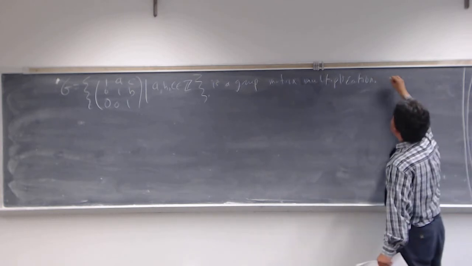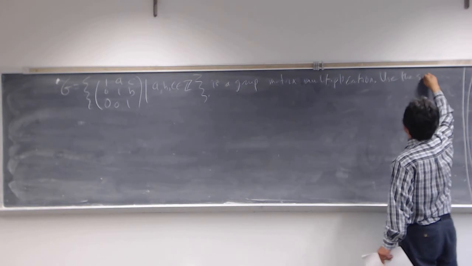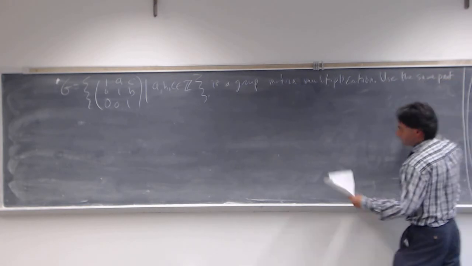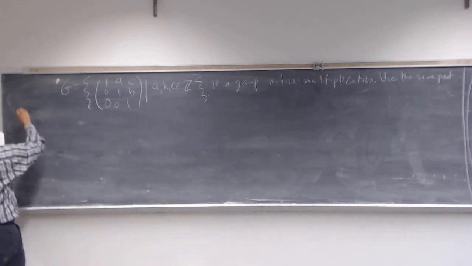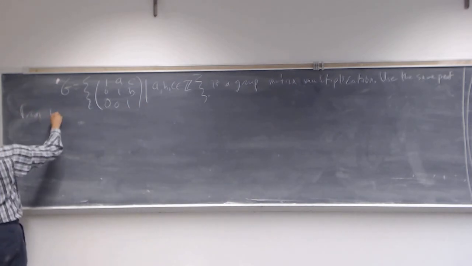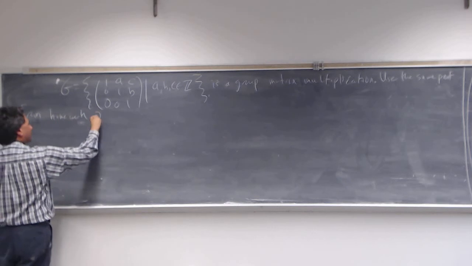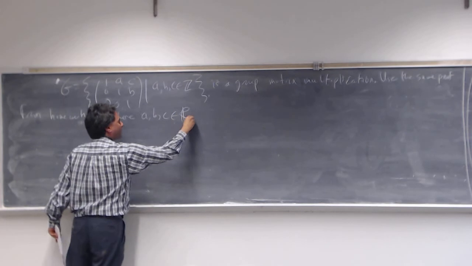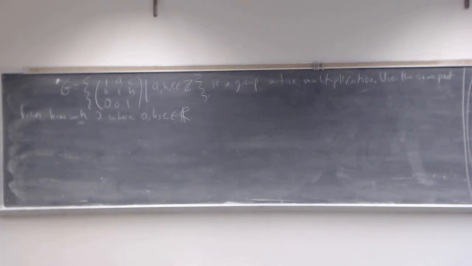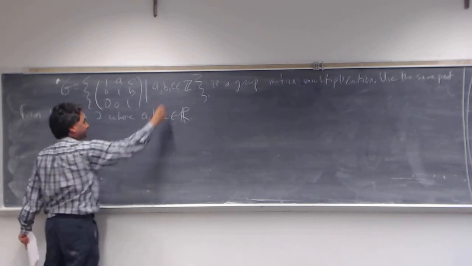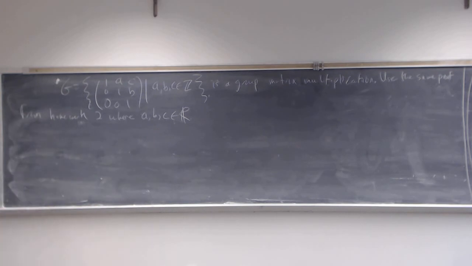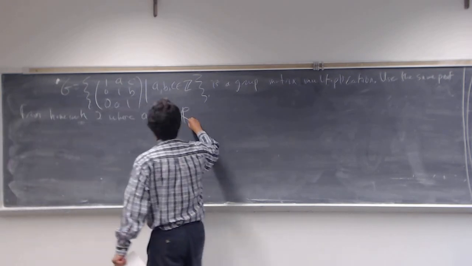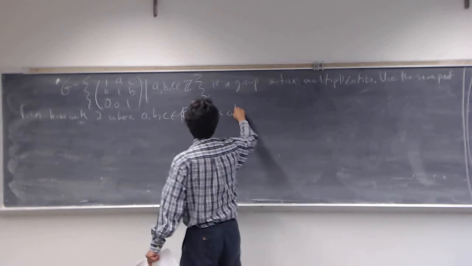And you can use the same proof from homework 2, where these elements were real numbers. If you look through that proof, there's no place where you take the inverse of A, B, and C. So it would work equally well for numbers in the integers that didn't have inverses. And G is sometimes called the Heisenberg group.